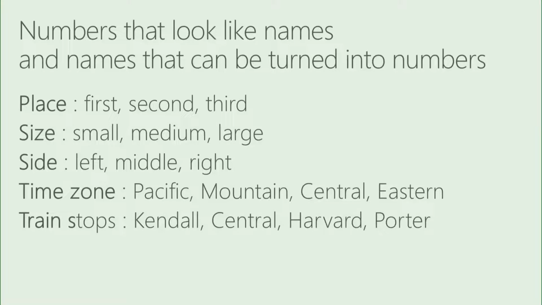Similarly, there are names that look like numbers, or names that can be turned into numbers. So these are things that have a well-defined order and approximately the same spacing in between. First place, second place, third place. Small, medium, large. So these are things that you can actually pretty easily translate into numbers, and you can do things like add and subtract them if you're careful about it.